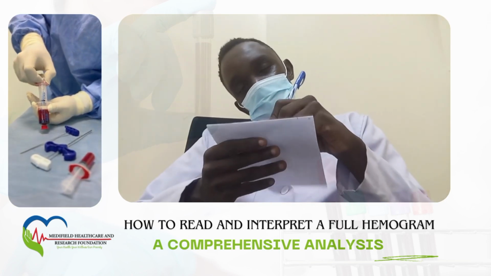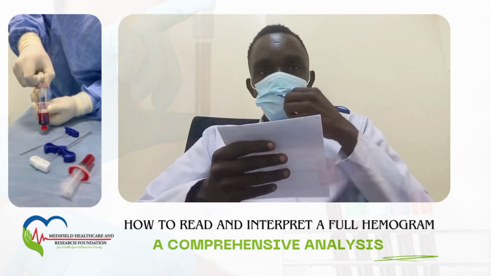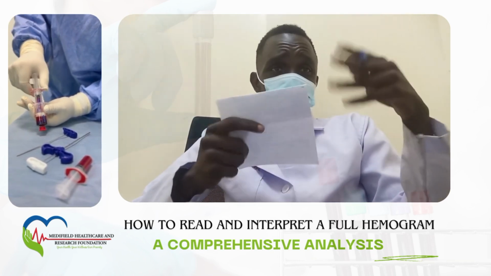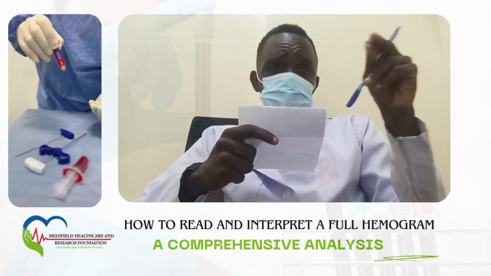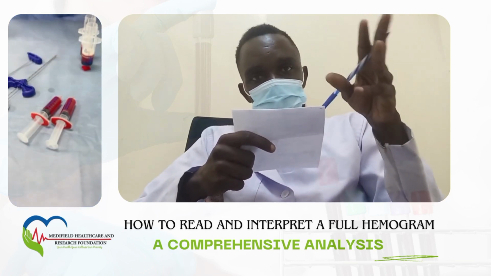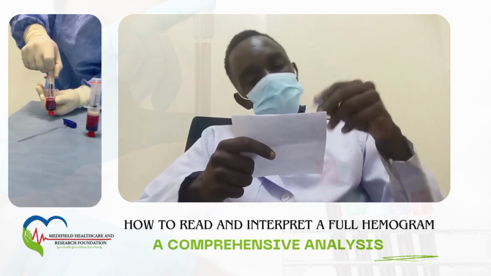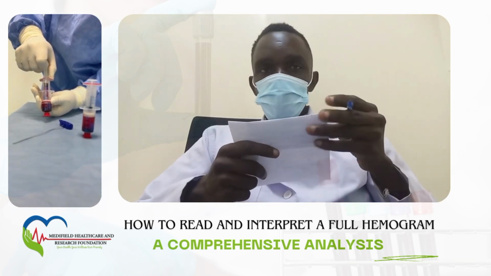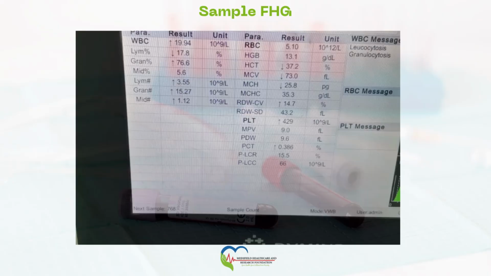I think we have done the basic aspects of the full hemogram. From there, I just want us to go through some samples now, just some examples of full hemograms, and try to look at what we have been talking about. So I'll start with this one. This is a full hemogram. I'll not go into the biodata.